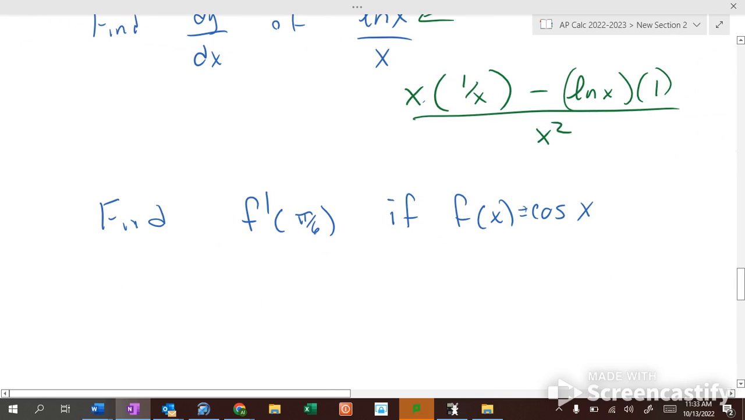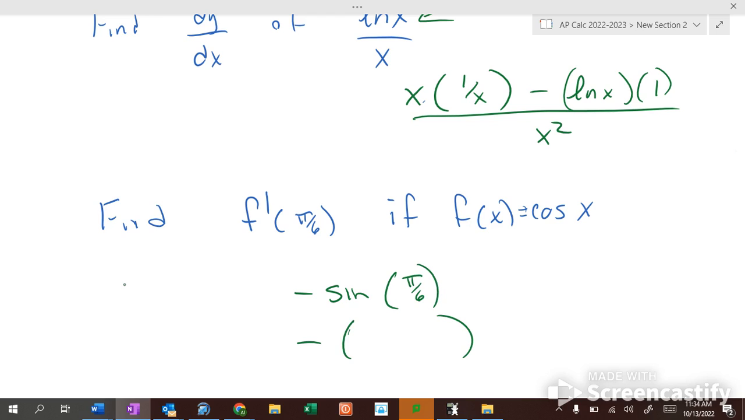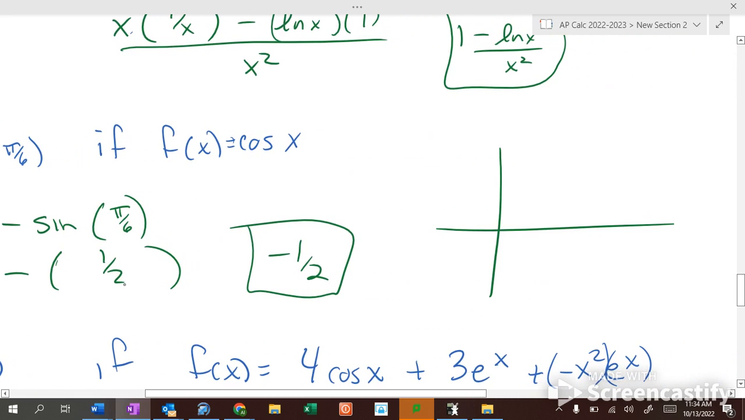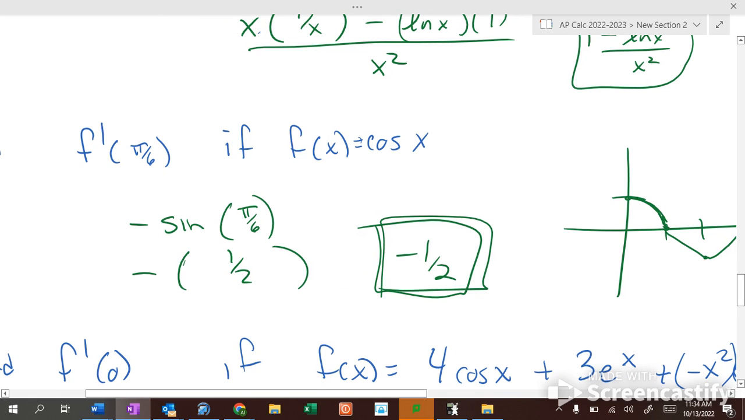What's the first derivative of the cosine of x at pi over 6? That's really what this is saying. Well, what's the first derivative of the cosine of x? Negative sine of x. So it's negative sine of pi over 6. What's the sine of pi over 6? 1/2. So the first derivative of the cosine at pi over 6 is negative 1/2. If you remember your cosine curve, it starts at 1, then at pi over 2 it's 0, at pi, negative 1, and so on. So it has a negative slope at pi over 6. So this makes sense.